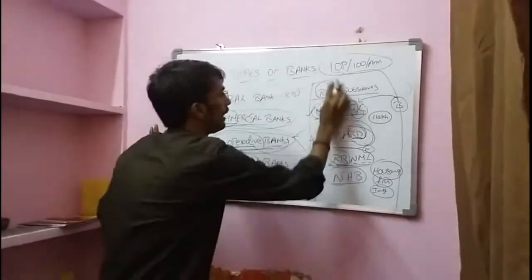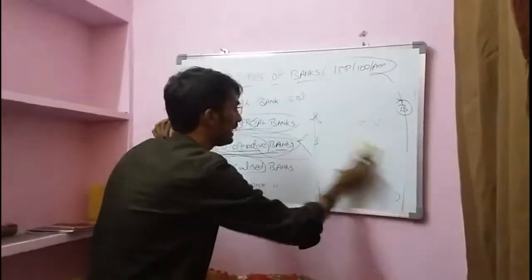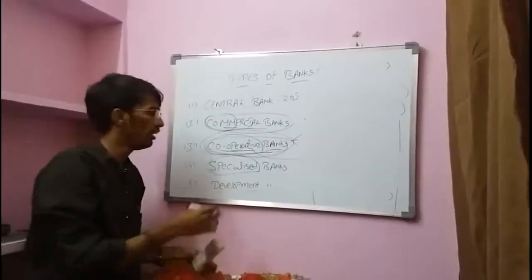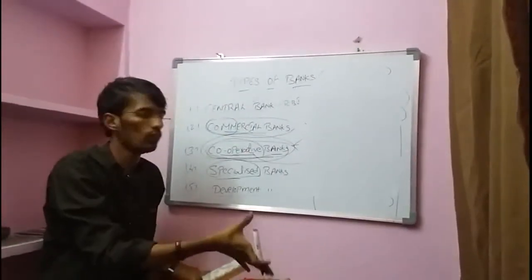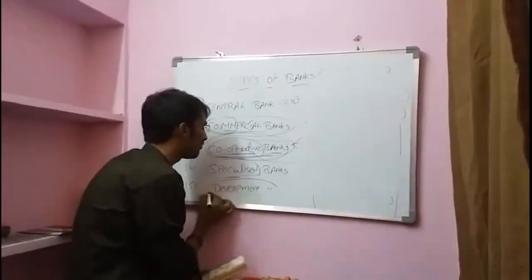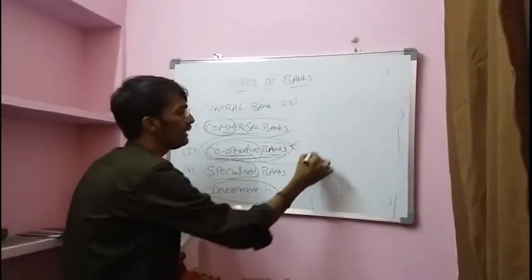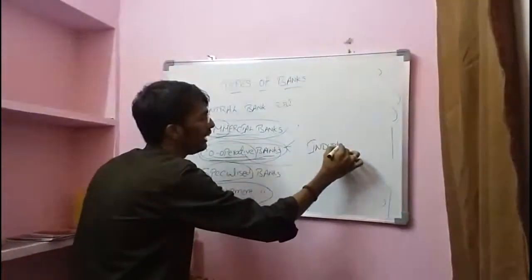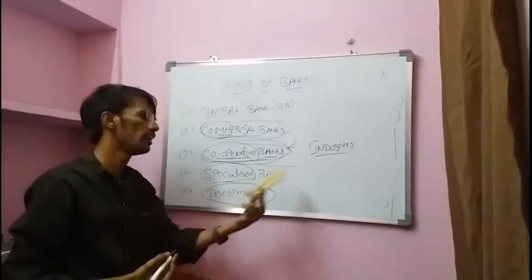Right. Now I'll come back again to specialized banks. Specialized banks are banks whose main purpose is some special purpose. And the last one, which is very important, is development banks. These are mainly for the development of industries.